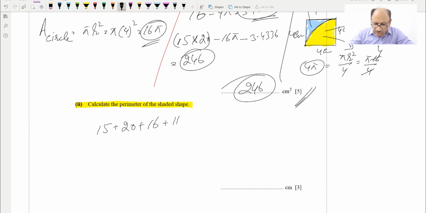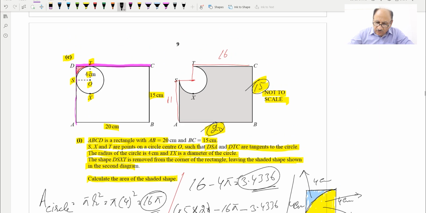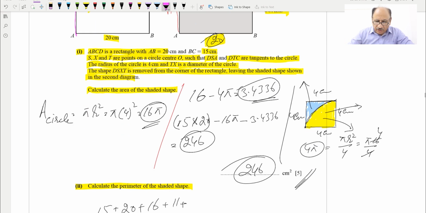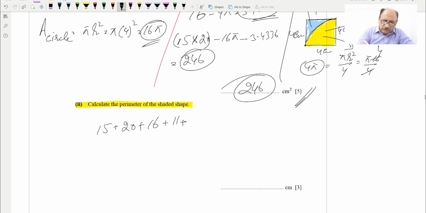And what else is required? There is one thing more which is required, which is this circular portion from here. This circular portion is also included in the perimeter, but it is three quarters of the circle. So we will write 3 by 4 of 2 pi r. So radius will be what?